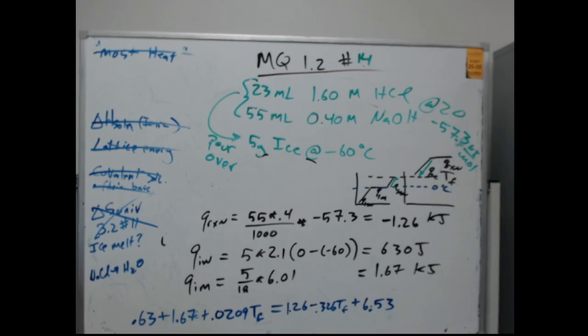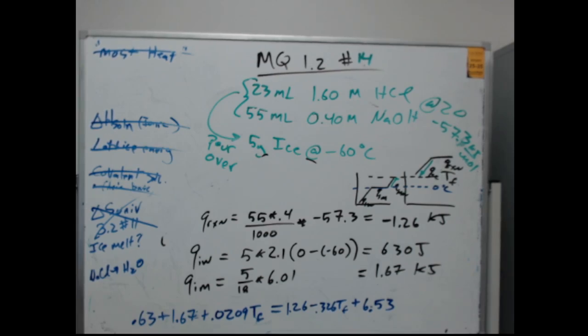I'm going to add this over, so I'm going to get something that's like 3.47. I'm going to subtract these over. I'm going to get some number. I'm going to divide. I'm going to get a t final. Let's finish it out. So we're going to do 0.0209 plus 0.326.